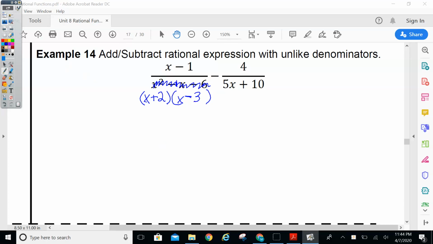Right here at the beginning, I'm going to go ahead and change this from a minus sign to a plus negative. That way I don't forget to do it later. Alright, so if we look at the second one, it's not a quadratic, so no difference of squares, no basic, no AC, but it does have a GCF of 5. So I can take 5 out of both, and I'm left with x plus 2.